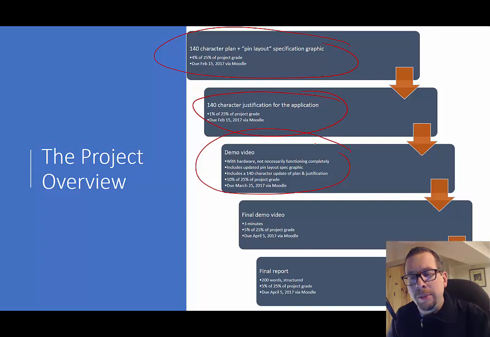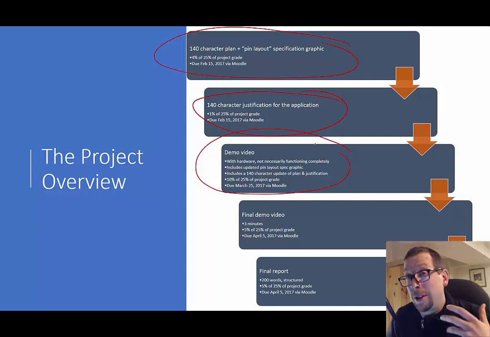We want you to include a little bit of description of what you've done in terms of hardware update, in terms of pin layouts and some graphics like that, and 140 character update of your plan and justification for your project. So again, the write-up's really, really short, but we want to see you actually showing something. And that's going to be worth 10% of that 25% of your project grade, due on the 25th of March.